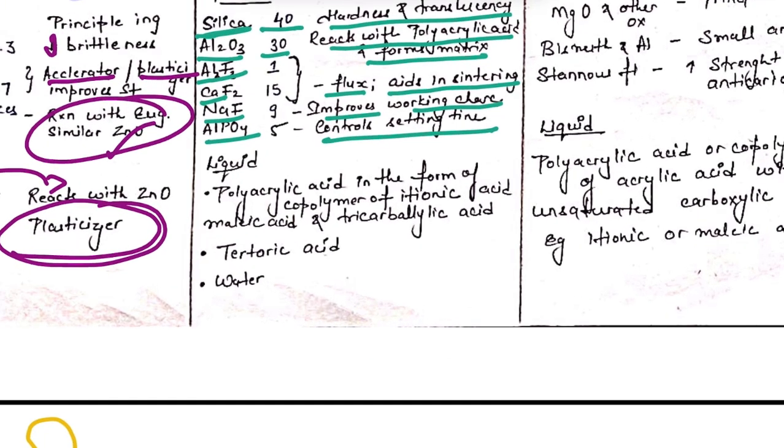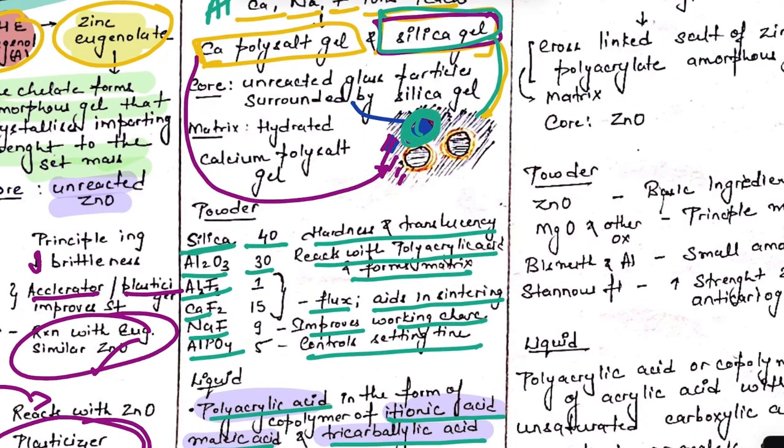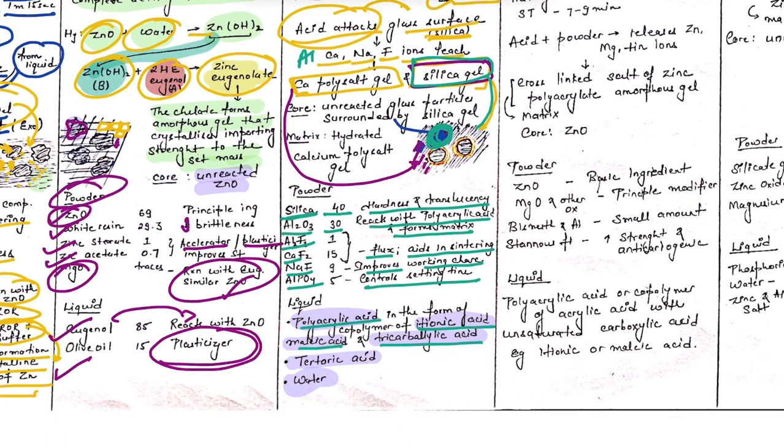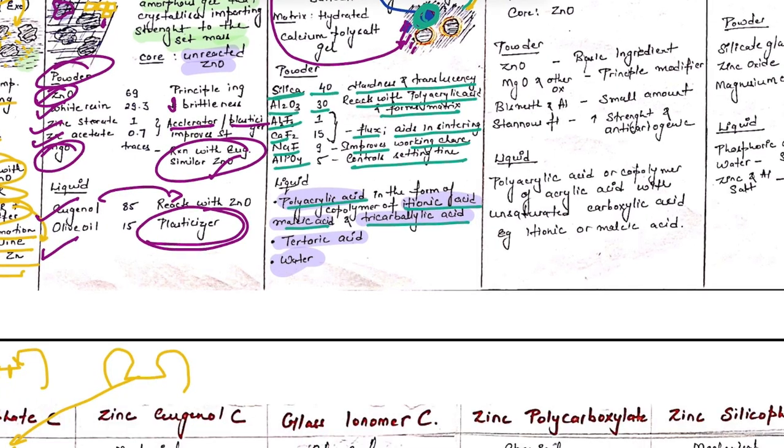Then coming to the liquid, it contains polyacrylic acid in the form of a copolymer of itaconic acid, maleic acid and tricarboxylic acid. So we have 3 acids, itaconic acid, maleic acid and tricarboxylic acid, which are all forms of polyacrylic acid. Then we have tartaric acid and we have some water. So this is the composition. It is a little complicated, hard to memorize, but you have to go by the rote method.